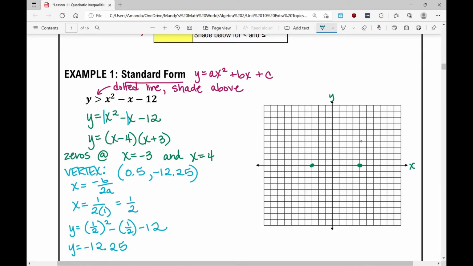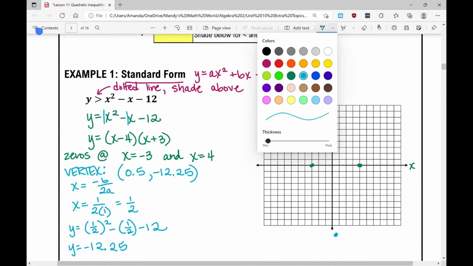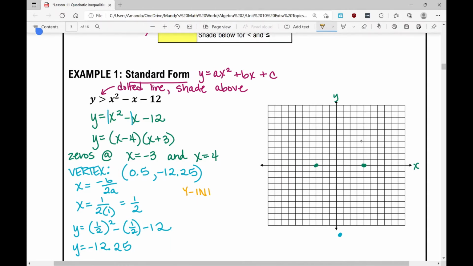I'm sorry, 0.5 and then negative 12.25. That's like right down here. That's going to be off my grid just a little bit. Now, one of the things that you can always do, and I like to show this because I can graph those, I can graph this parabola with these 3 points, that vertex and those roots, but I could also graph it with my vertex and perhaps my y-intercept using the properties of quadratics.